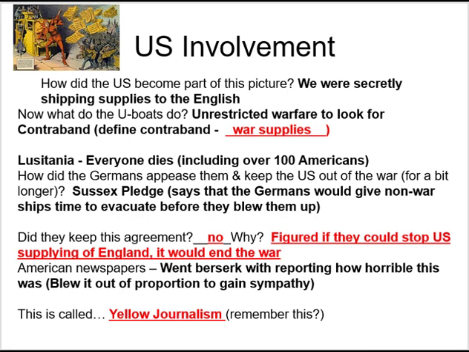Now, Germany had been pretty clear, had posted a lot of warnings and such, that anybody who was sending war goods to England would be up for grabs. These war goods would be considered contraband. So the U.S. is secretly shipping supplies because England's our buddy. And you've probably heard the tale of the Lusitania, how this so innocent passenger liner gets sunk and the U.S. gets mad and we get involved in the war.